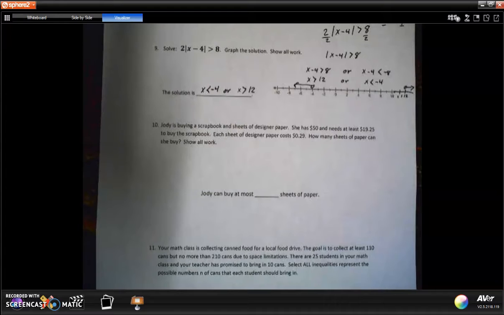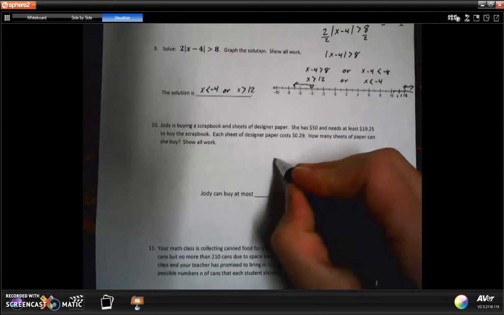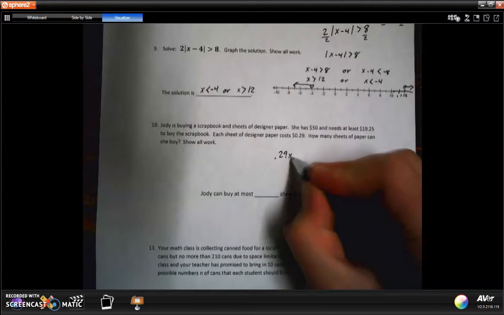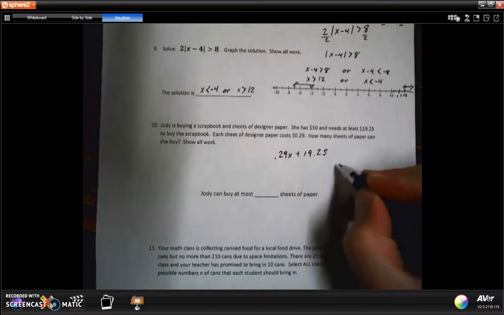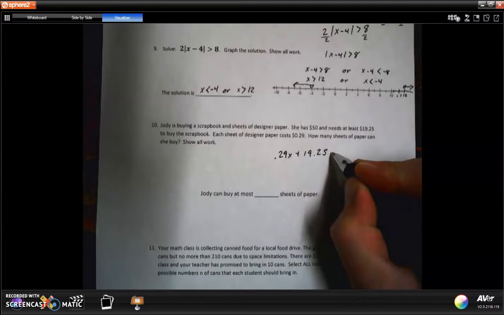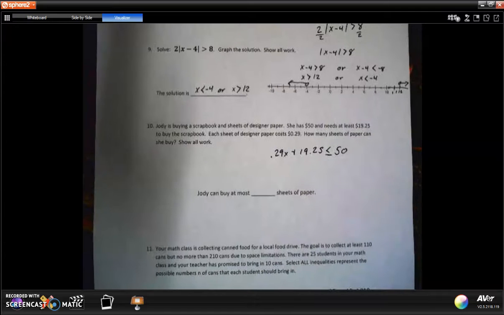Jody is busy buying a scrapbook and sheets of design paper. She has $50, needs at least $19.25 to buy the scrapbook. Each sheet is 29 cents. So she's got to go 29 cents per paper plus the $19.25 has to be less than or equal to the $50 that she has.